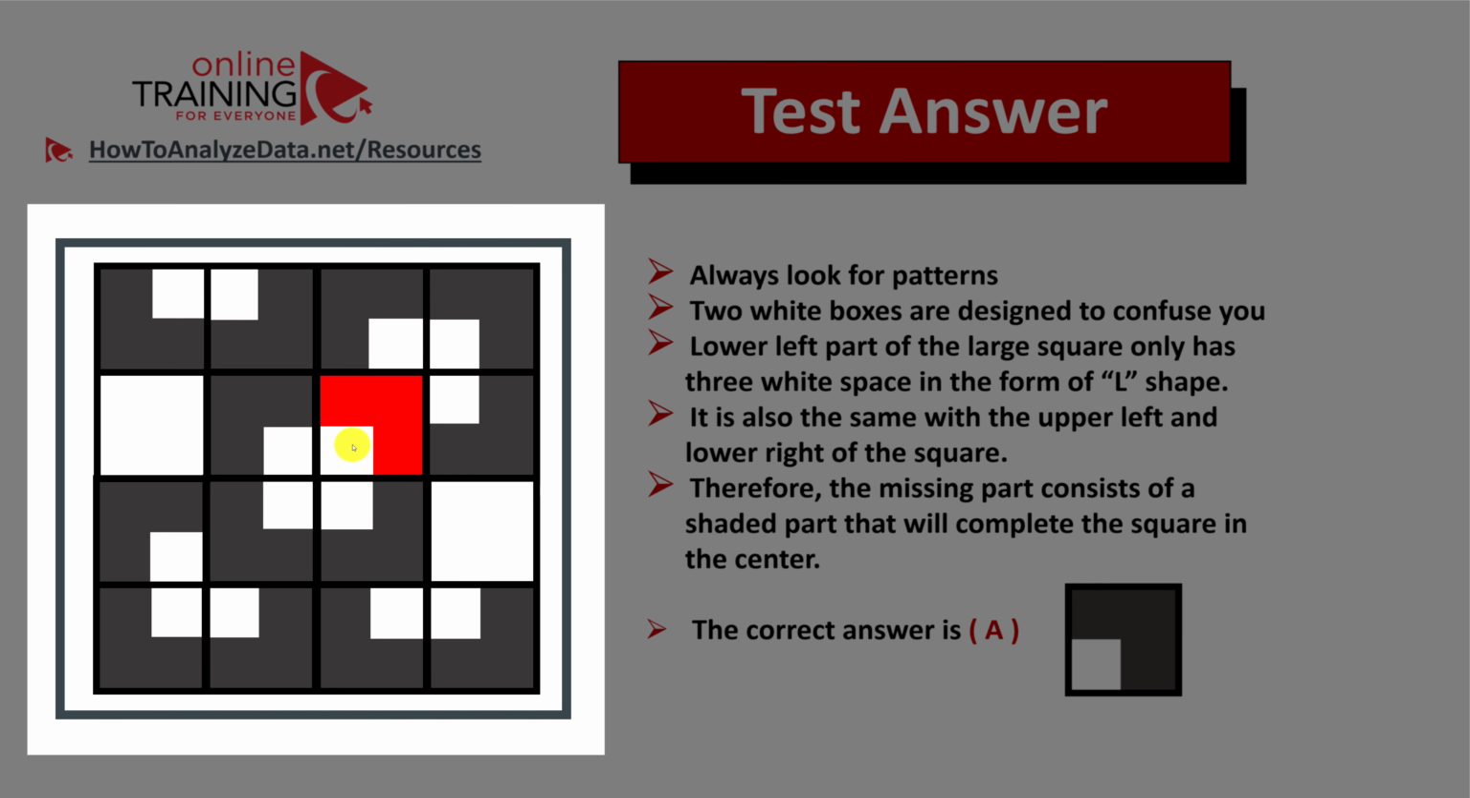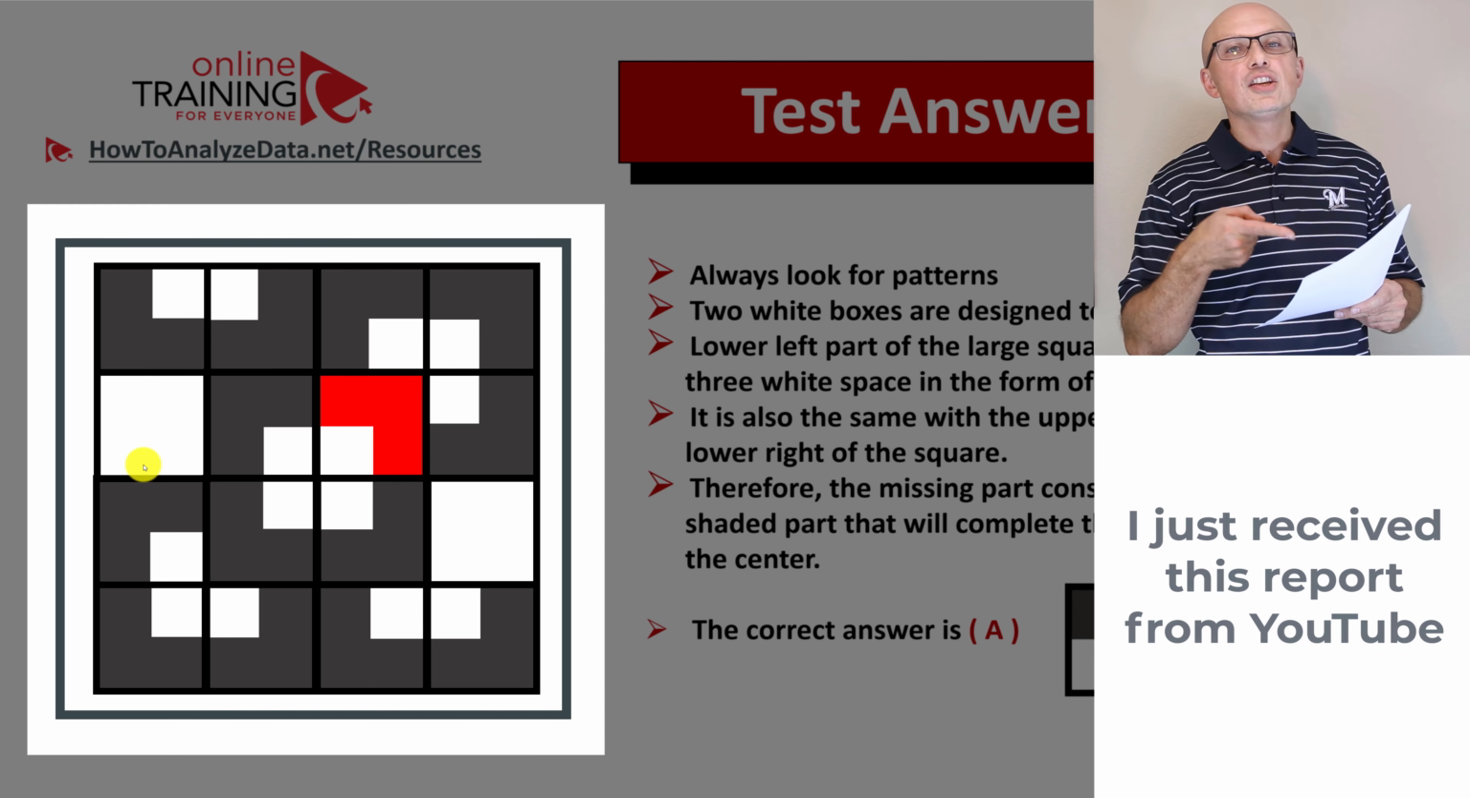If you look closely, you will see that the middle box right in the center of the larger square is symmetrical. So the L shape at the bottom and then another shape in the upper right corner, they represent symmetricity for this middle square, which consists of the 4 small squares. A couple of important considerations when answering this question. 2 white boxes designed to confuse you.